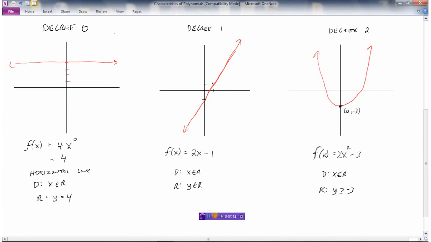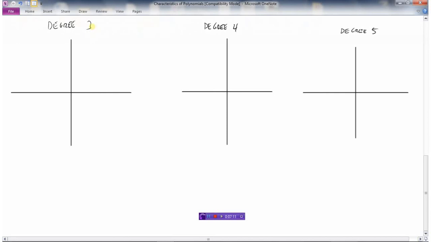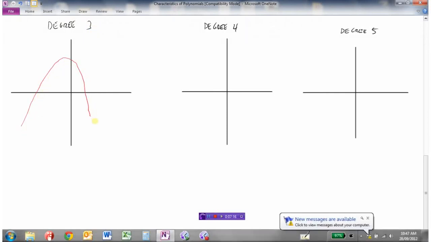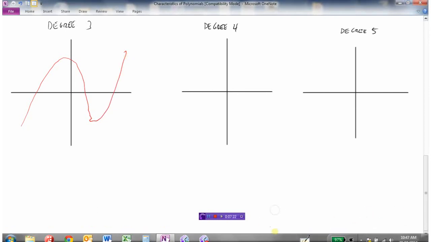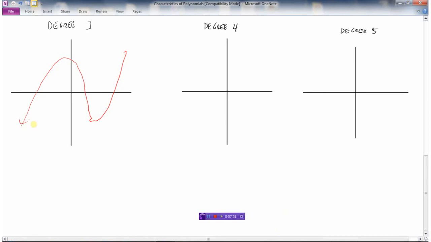Let's look at some other degree functions. So a degree 3 is going to have 1, 2, 3 parts to it. And it would look something like that. And a degree 4 might look something like this: 1, 2, 3, 4. And a degree 5 might look something like this: 1, 2, 3, 4, 5. Might have 5 parts to it.